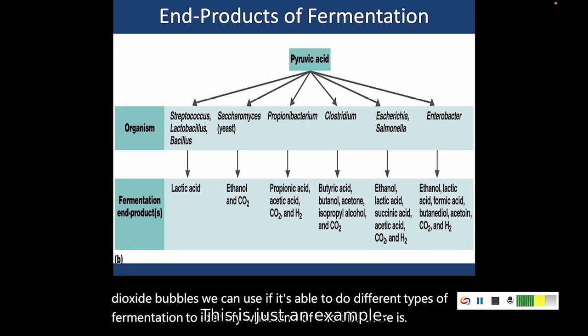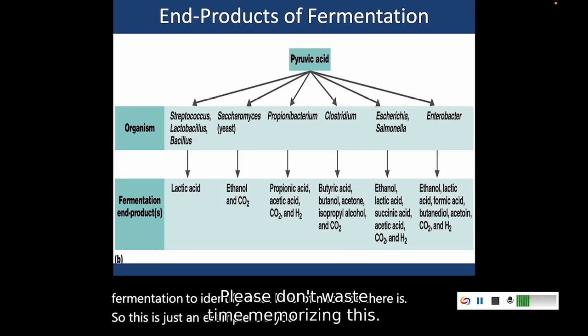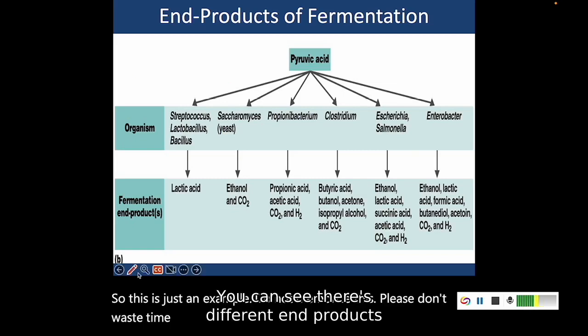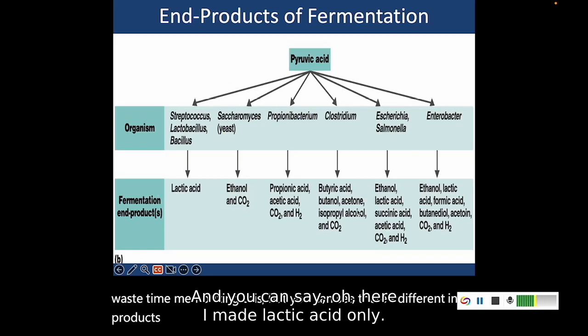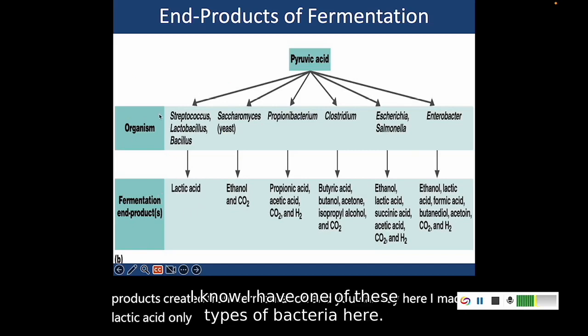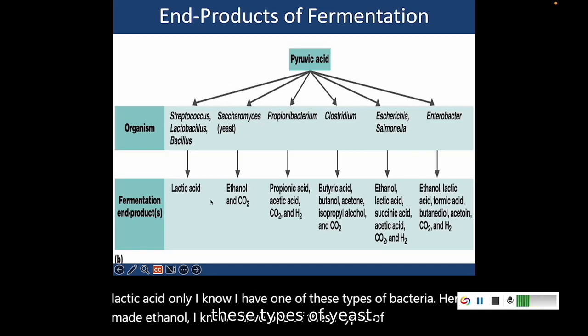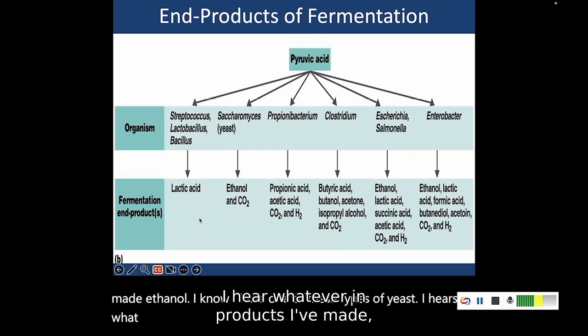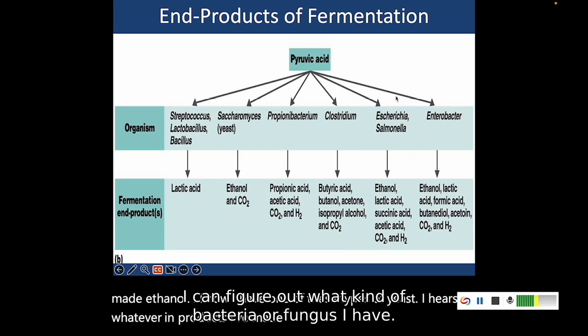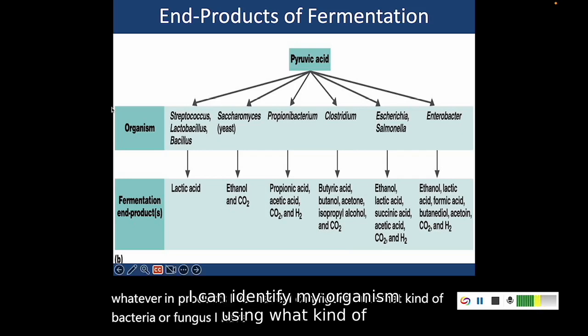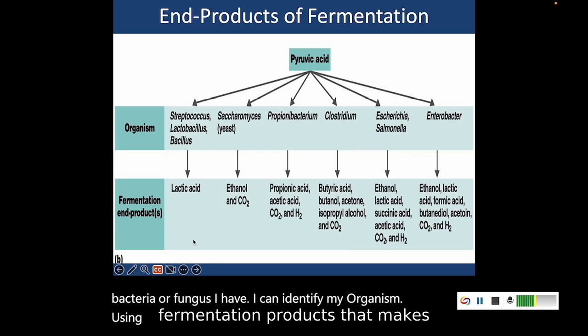So this is just an example. Do not memorize this. Please don't waste time memorizing this. But you can see there's different end products created from fermentation. And you can say, oh, here I made lactic acid only. I know I have one of these types of bacteria. Here I made ethanol. I know I have one of these types of yeast. Here's whatever end products I've made. I can figure out what kind of bacteria or fungus I have. I can identify my organism using what kind of fermentation products it makes.